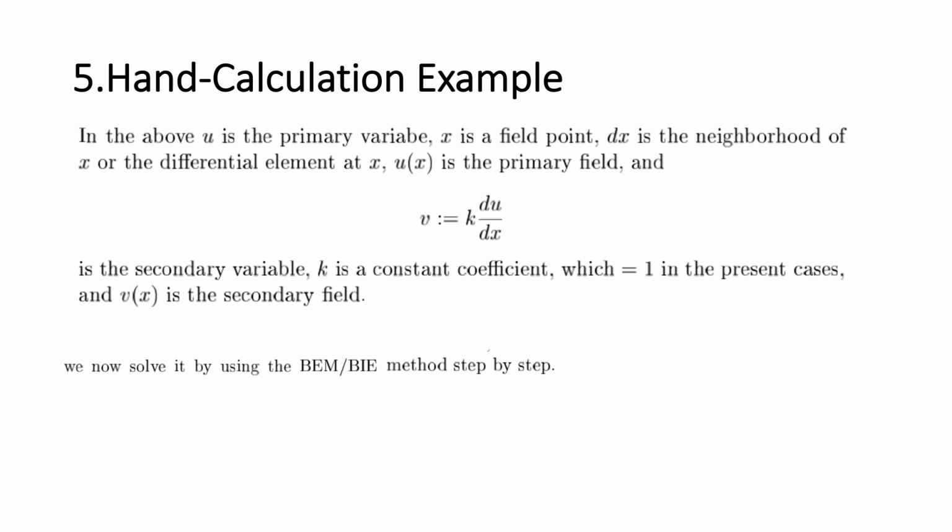In the boundary condition cases given above, U is the primary variable, X is a field point, dx is the neighborhood of X, or the differential element at X, U of X is the primary field, K is a constant coefficient which equals 1 in present cases, and V of X is the secondary field. We'll solve this using BEM step by step.